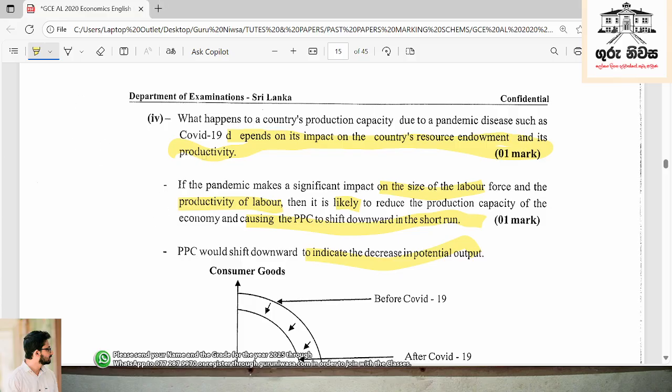Then you can see these answers are given point wise. Okay. Right. Then let's do the 2017 A-level paper question.